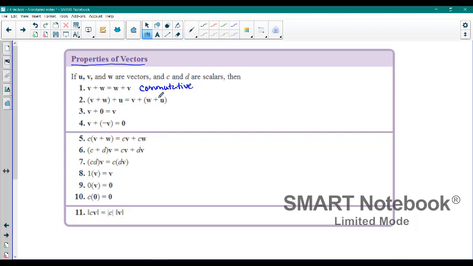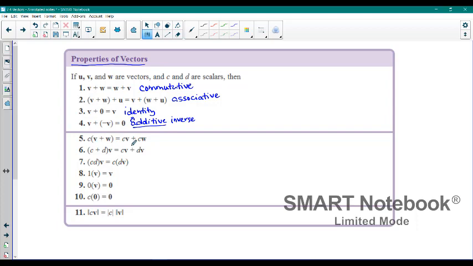If you're adding three vectors, you can group the first two and then add the third one, or group the last two and add the first one. That tells us that vector addition is associative. When you add a zero vector to a vector, you just get the original vector. That is the identity property. If you add a vector and its opposite, it takes you back to zero. This is the additive inverse property. And by the way, this was additive identity as well.